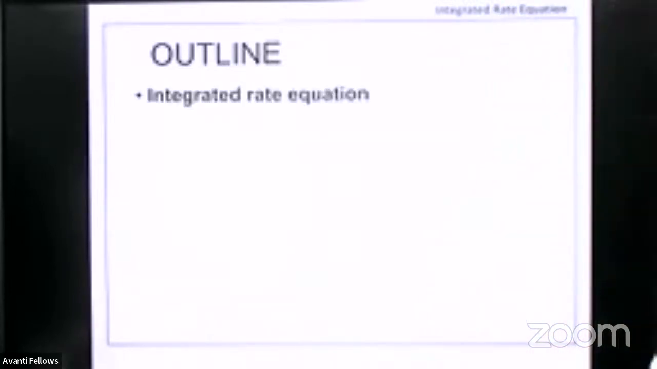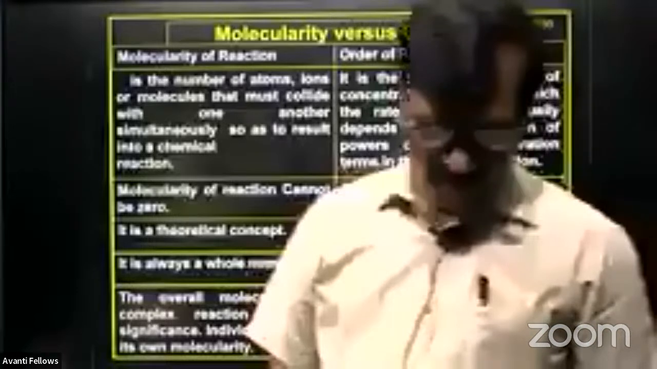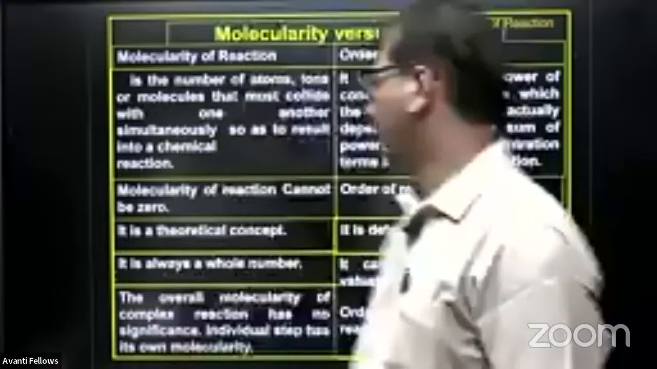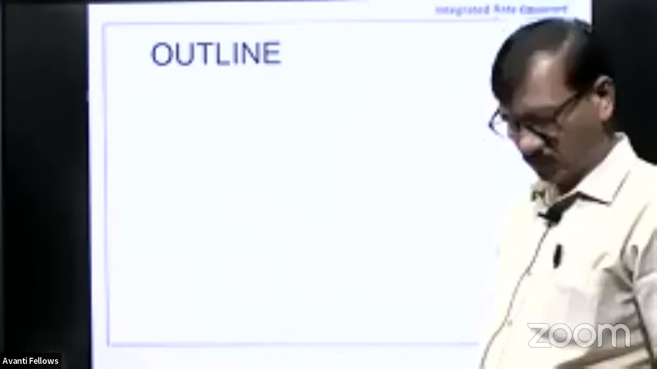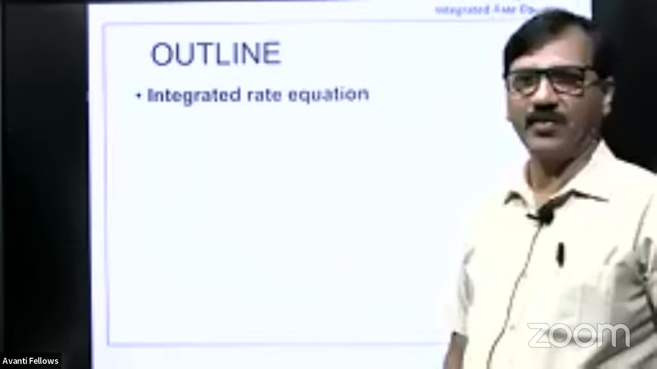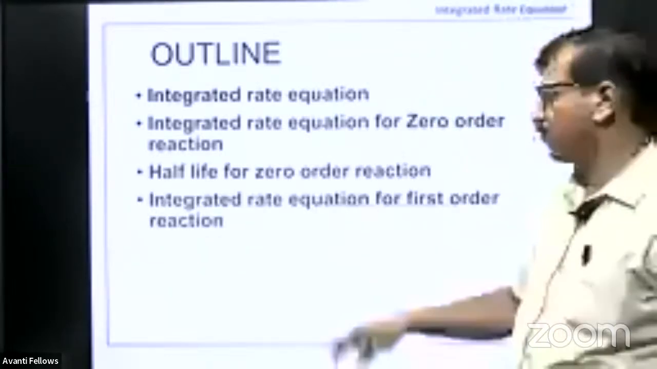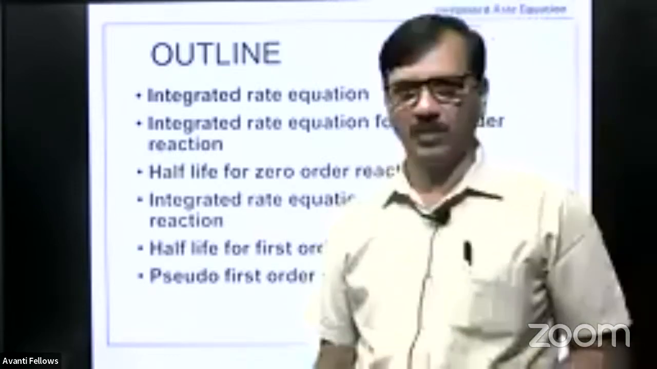Okay. So to sum up, what we have studied so far: we have defined the rate of the reaction, the factors that affect the rate, and how the concentration of the reactant affects the rate of the reaction. In that, we have studied the rate law, order of the reaction and molecularity of the reaction. In the next phase, let us know about the integrated rate equation: the integrated equation for a zero order reaction and its half-life period, the integrated rate equation for the first order reaction, its half-life, and what is meant by pseudo first order reaction.